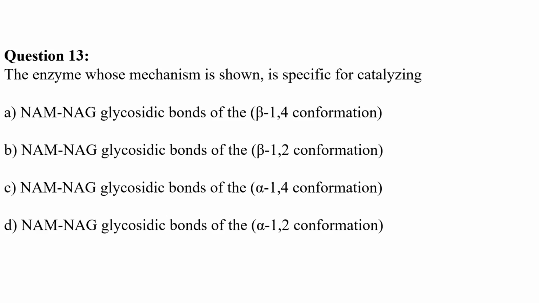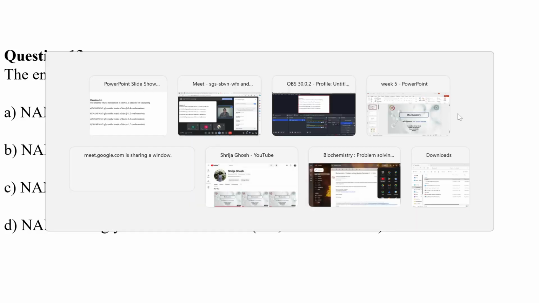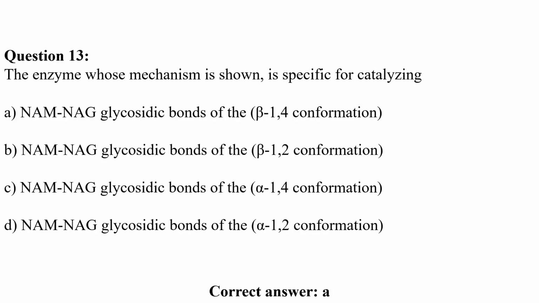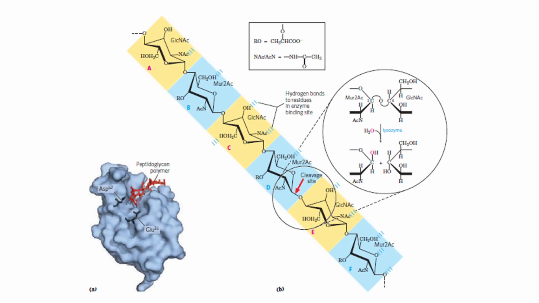So I have already told you it's a glycosidic bond. So is it a beta-1,4, beta-1,2, alpha-1,4 or alpha-1,2 conformation? So the answer is beta-1,4 conformation. Okay, so option A. Why beta-1,4? Here, if you see the linkage, it is basically between the first carbon of the NAM residue and the fourth carbon of the NAG residue. So first and fourth, the linkage is 1,4.